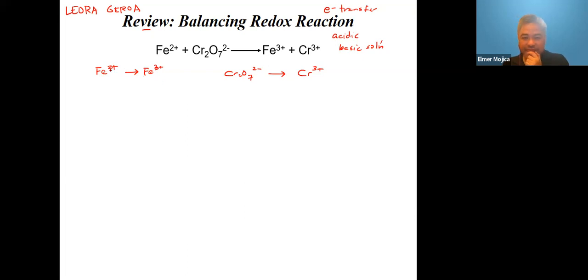Yung charge. We have a +2 here and +3 here. So we could put an electron on this one so that the charge is balanced. Now on the second half reaction here, since this is oxidation, so masasabi natin ito yung reduction half reaction. So the rule that we have here, if there is an oxygen, ano yung gagamitin natin pang balance sa oxygen?